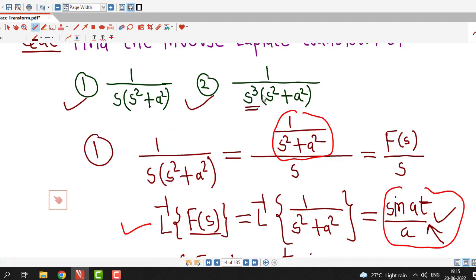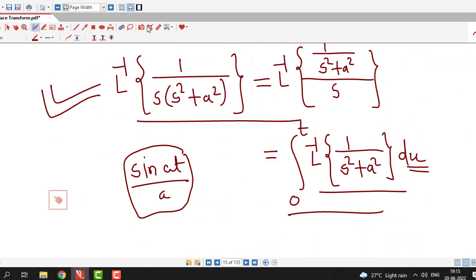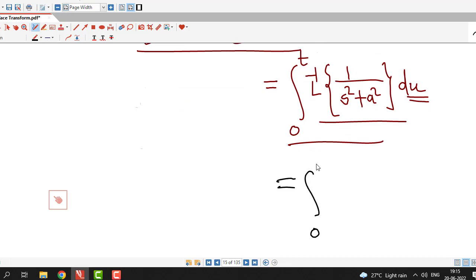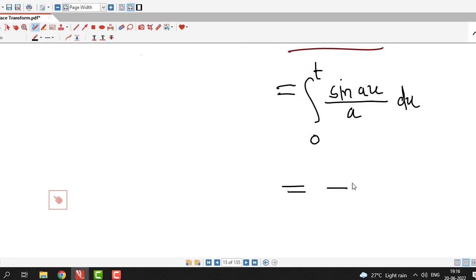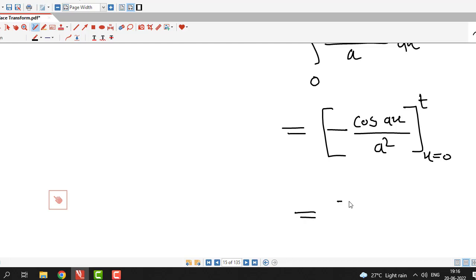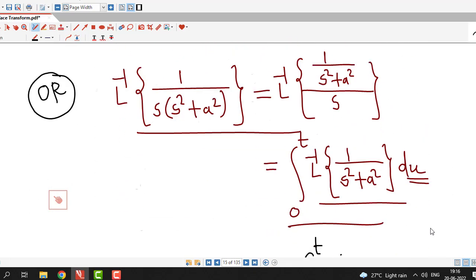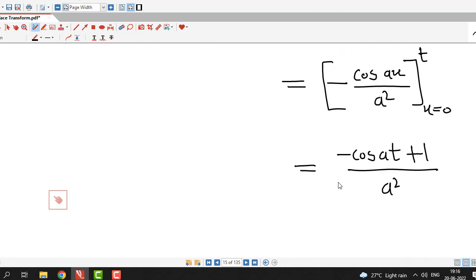Here the power of s is 3. If you understand, you can directly write it in this way, as I have written here, or L inverse of this, and in the next step I will consider the integral of sine a t divided by a, and we replace t by u: sine a u divided by a, integral with respect to u. The integral of sine a u is minus cos a u divided by a, and there is already one a here, so we write u equal to 0 to t. First we put u equal to t, so we have minus cos a t, and minus minus plus cos 0 is 1, and 1 minus cos a t divided by a square is the answer. So you can directly write it in this way also, as I have written here. You just have to remember the formula.